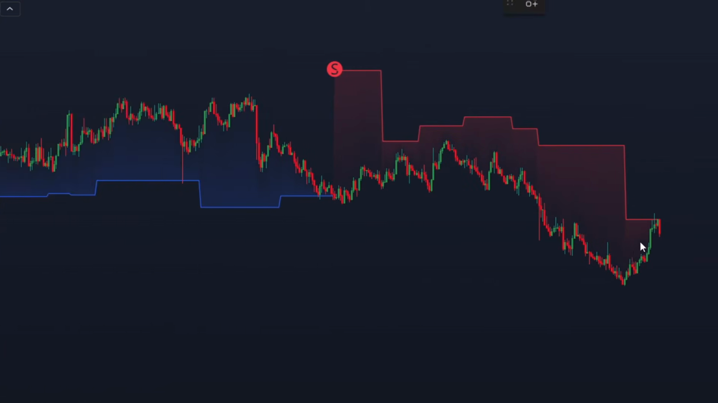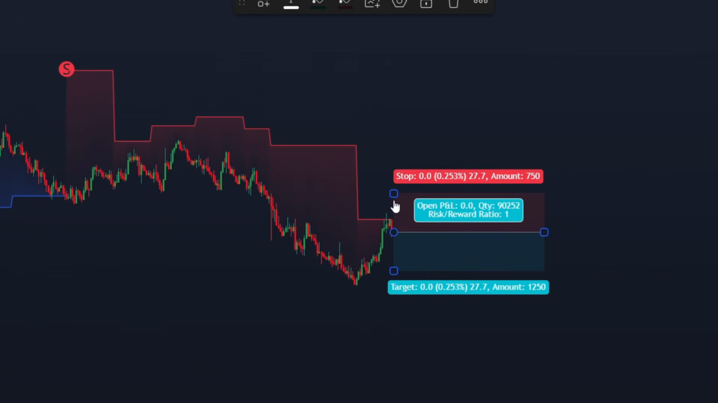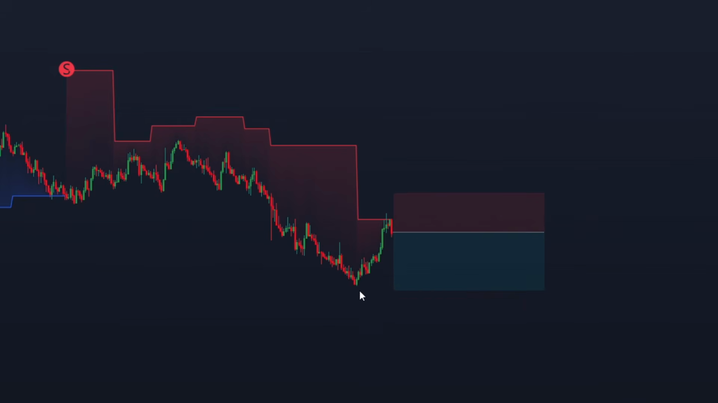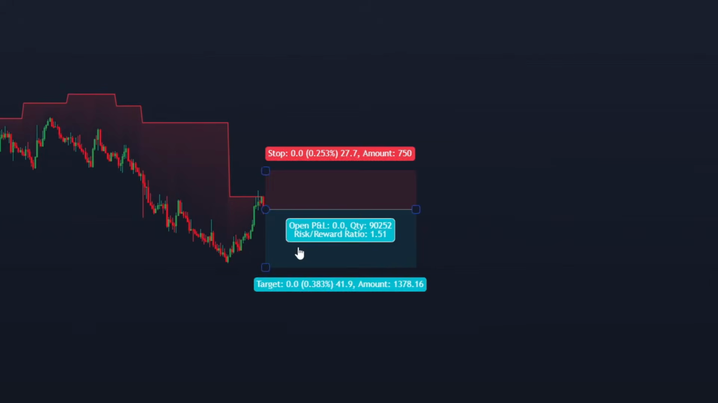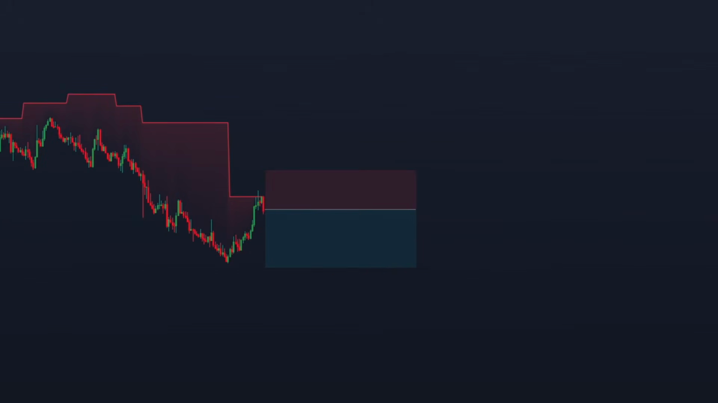Entry is at the close of that bearish candle. Stop loss goes above the pullback high and above the pivot trend line. Take profit is again 1 to 1.5 risk or the next support level to the left. Price respects the structure and continues lower, completing a clean sell trade.